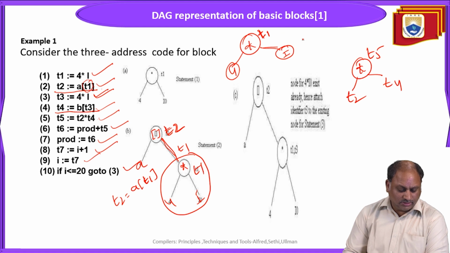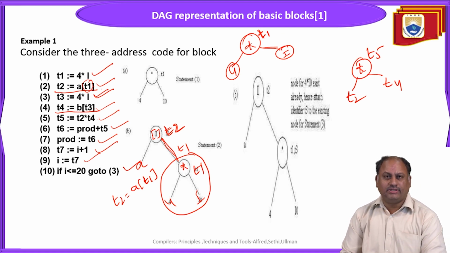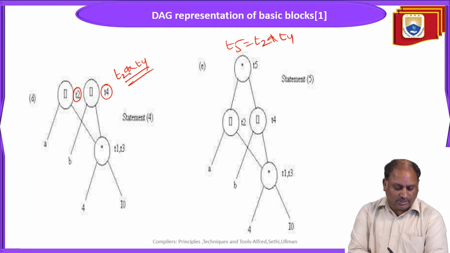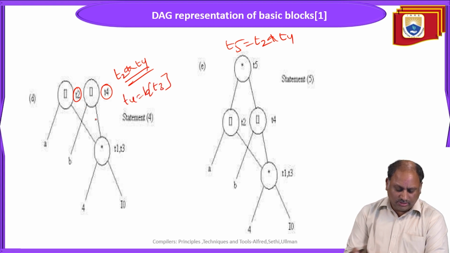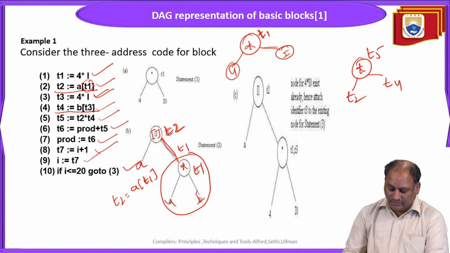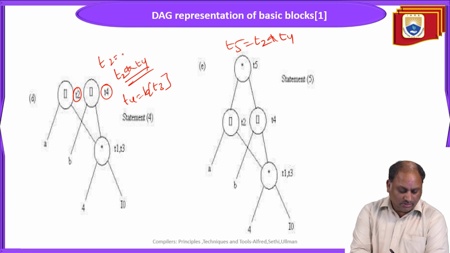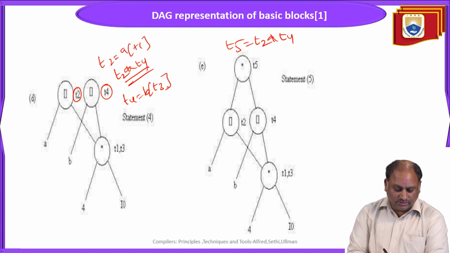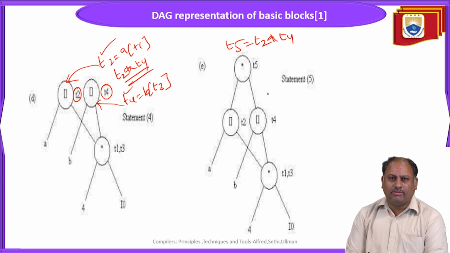And the previous computation is T4 equal to B of T3. That is to be shown in this diagram: T4 equal to B of T3 and T2 equal to A of T1. These two combinations are to be shown; this is the T2 computation, and this node refers to the T4 computation. And from these two, T2 and T4, we are going to get a node label, the same representation, T2 and T4.